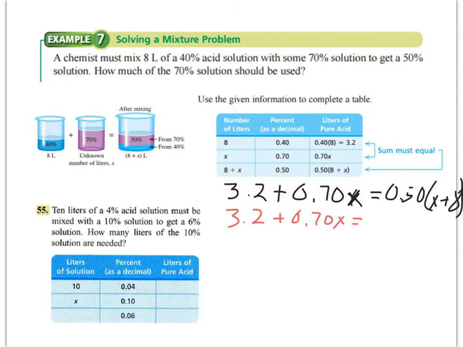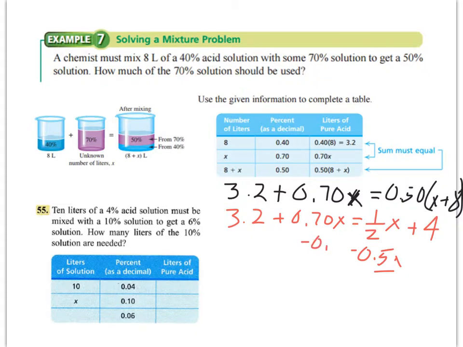So we would distribute the 0.5 on the right. I'm just going to write 1/2 x because that's the same as 0.5x, and it's just a little bit easier for me to write that. So 1/2 x plus the 4. Again, I'm going to probably think of it as 0.5 though. I would like the x's to be positive, so I'll subtract the 0.5x from both sides.